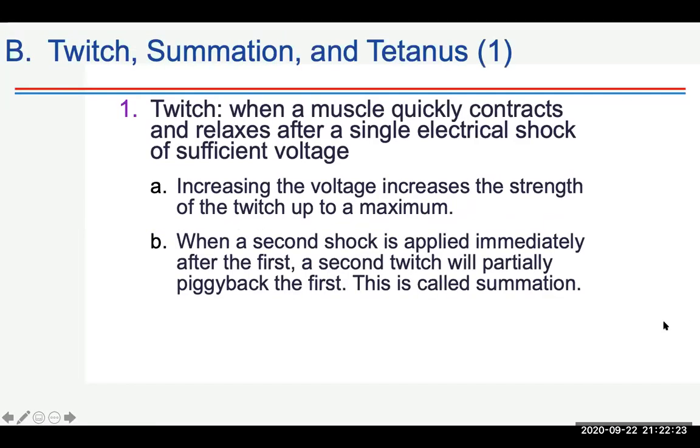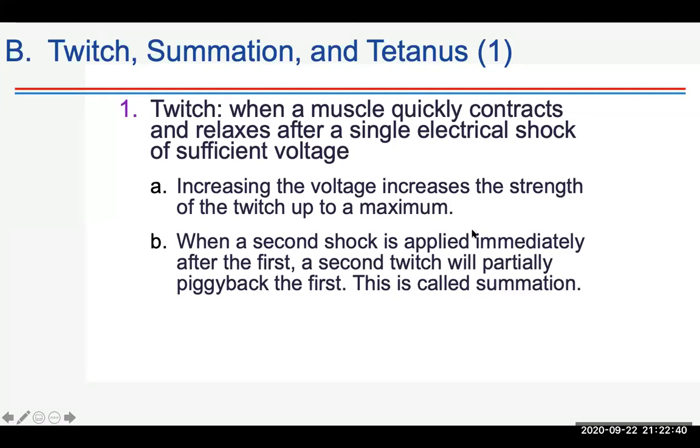And then we can record the contractions by their strength and display them as electrical currents. So a twitch is when a muscle quickly contracts and relaxes after a single electrical shock of sufficient voltage is applied to the muscle. Increasing the voltage will increase the strength of the twitch up to a certain maximum.